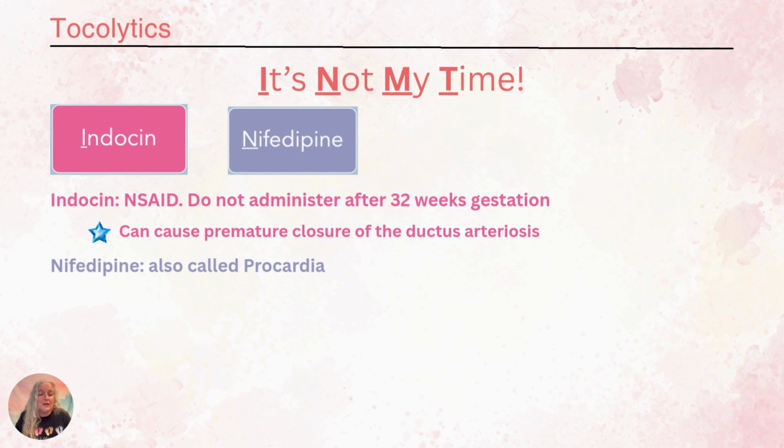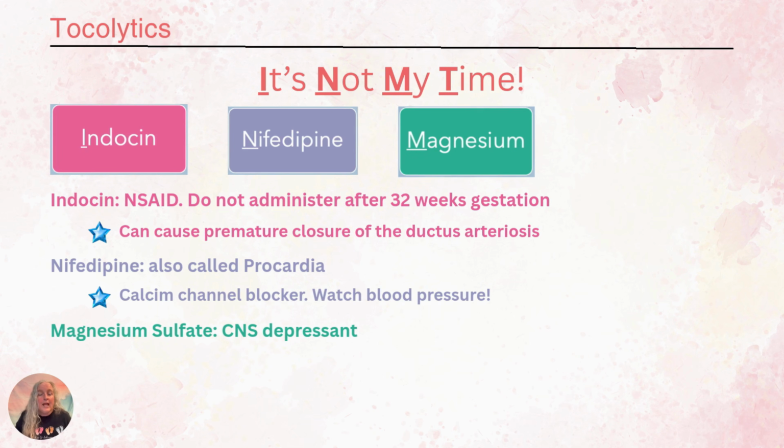N is for nifedipine. This is also called Procardia. This is a calcium channel blocker, so we need to evaluate blood pressure prior to administration. M is for magnesium sulfate. Magnesium sulfate is a central nervous system depressant. It is going to decrease contractions, and it also can provide neural protection for the baby if the baby is born before 32 weeks. However, magnesium sulfate also can have the side effects of respiratory depression, and we need to monitor closely for signs of toxicity.